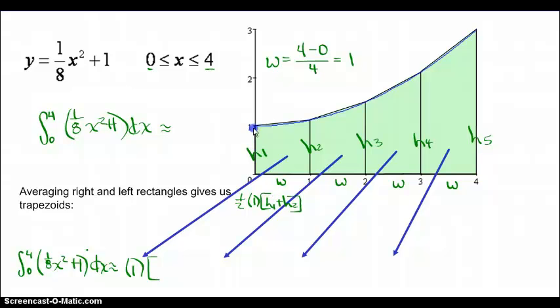Well, those heights come from our function. It's the output of the function at these input values. So height 1, we can see here, is 1, but what we're going to do is plug that x value into our function. So height 1 is 1/8 times 0 squared plus 1, plus height 2, which is going to be 1/8 times 1 squared plus 1. The input value here for height 2 is x equals 1, right? So there's height 1 plus height 2.